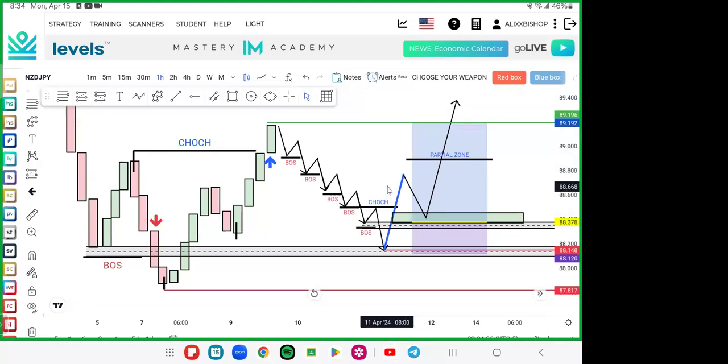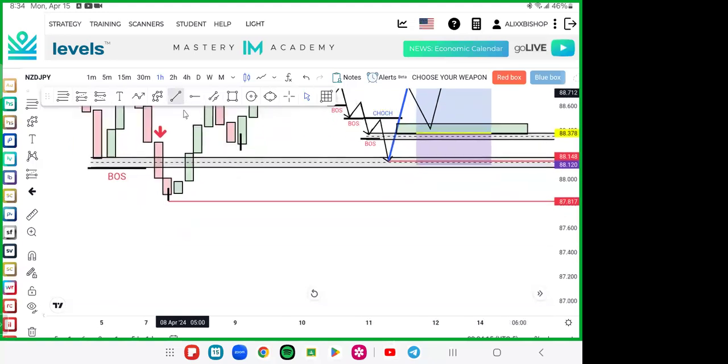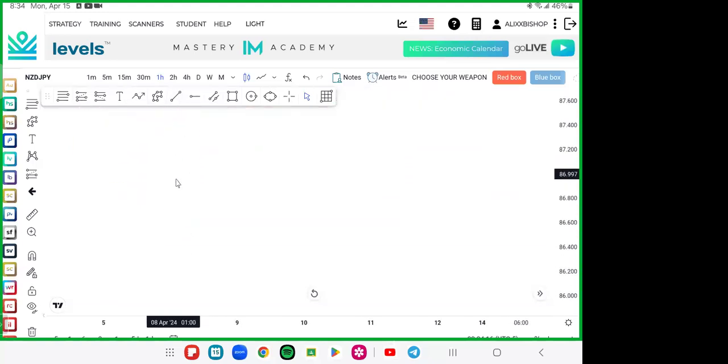Okay, and it said, what is the difference between change of character and break of structure? Okay, so this is for Brandon Rands. Brandon Rands, where you at, bro? Front of the class, bro.